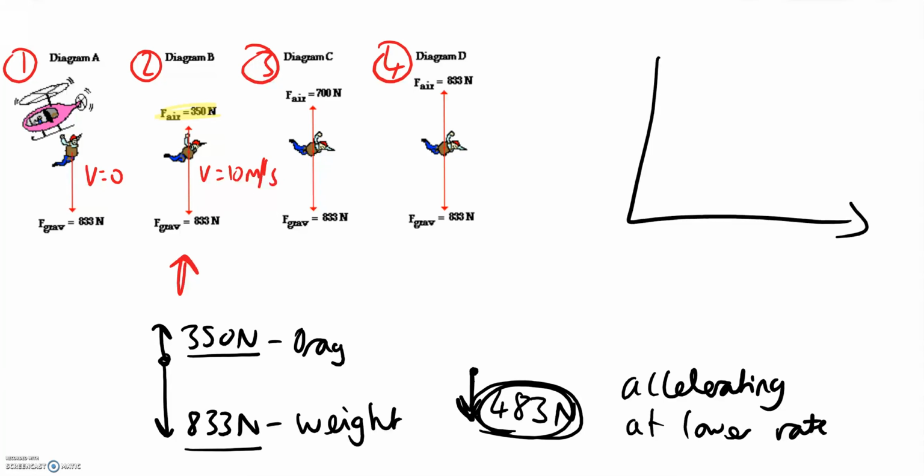So on a speed-time graph, and if you can't remember these, watch my other video, we're accelerating, so it's a line upwards, but the rate of acceleration is getting less. So the line's starting to flatten out like that. Right, let's see what happens in step 3.